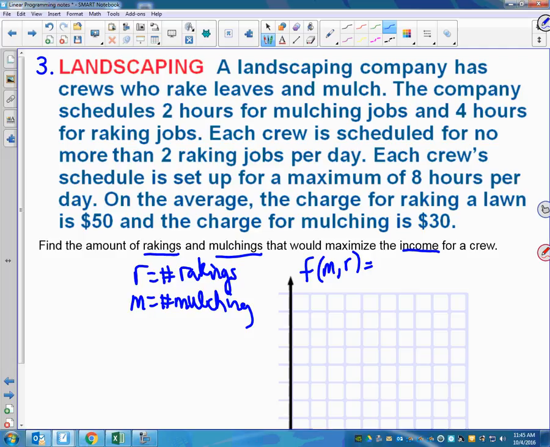How much money do I make for mulchings? $30 per mulching. So could I say 30M? Plus, how much money do I make per raking? 50. So 50R. And if you think about the equations that we've been maximizing and minimizing, they kind of had something X plus something Y, kind of representing whatever amount that we're talking about there. So that's what I'm going to use at the end.